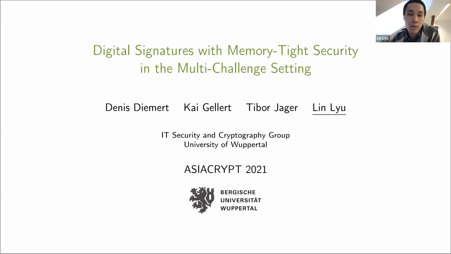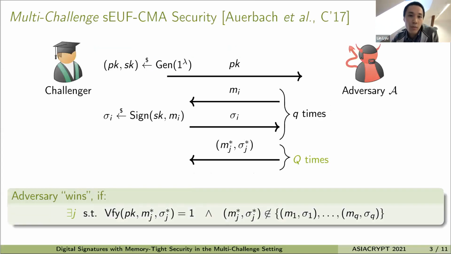Hi everyone. My name is Ning Liu, and I'm glad to briefly introduce our work, digital signatures with memory-tied security in the multi-challenge setting to you. In our work, we consider memory-tied reductions. Researchers usually measure the quality of a reduction via its running time and success probability or advantage. Albert et al. observed that memory is also a valuable computational resource and should be considered as a measurement for reductions. So they call a reduction memory-tied if the overall memory consumed by the reduction is approximately the same as the memory consumed by the adversary, and especially independent of the adversary.